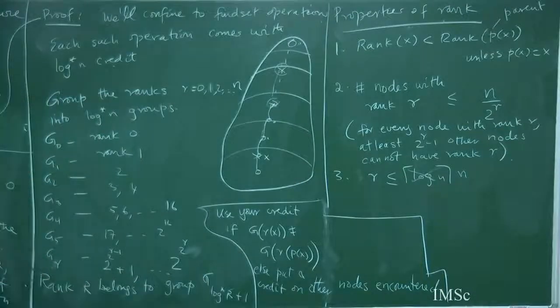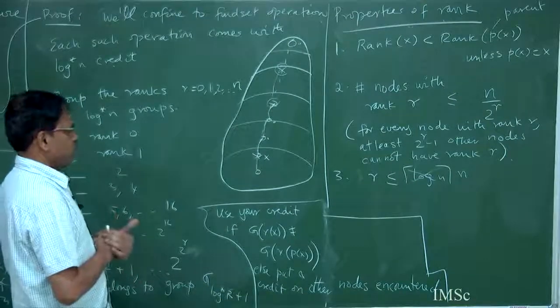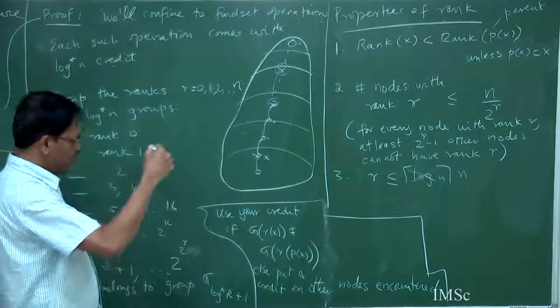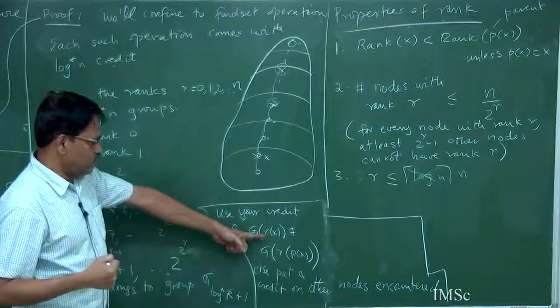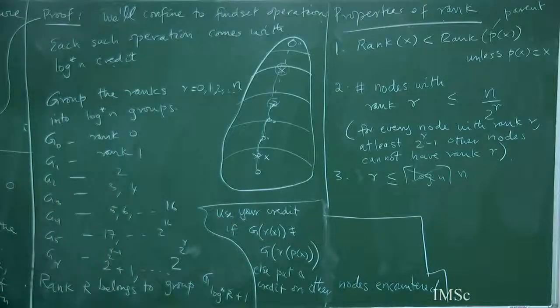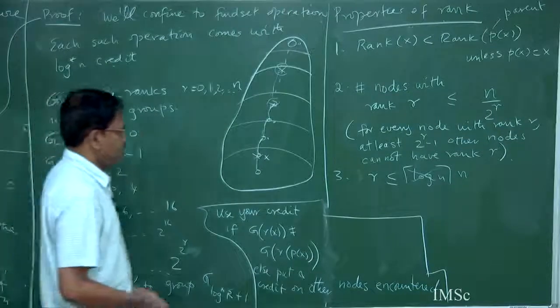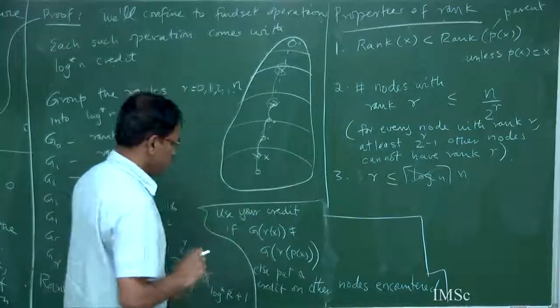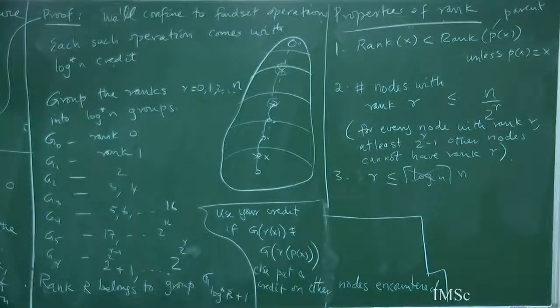So what are we trying to do? Path compression somehow shrinks a lot of paths, and I want to capture this. Whenever my parent's rank's group and my rank's group are different, I charge it to me, and the remaining times I am going to put credit on the nodes. So how many times can this jump happen? Log star n times, because there are only log star n plus 1 many groups. So log star n plus 1 credit is enough for me to pay for these.